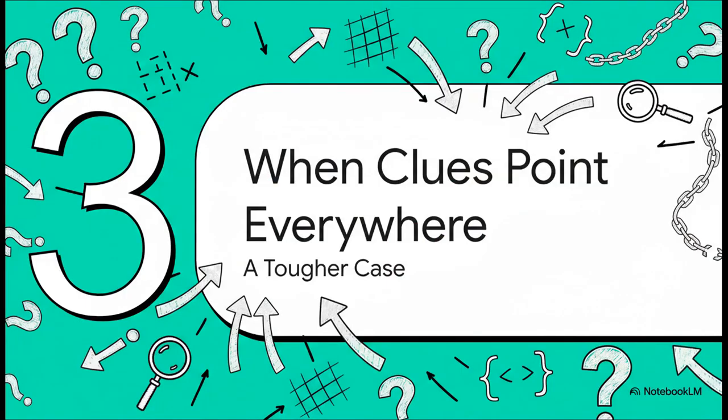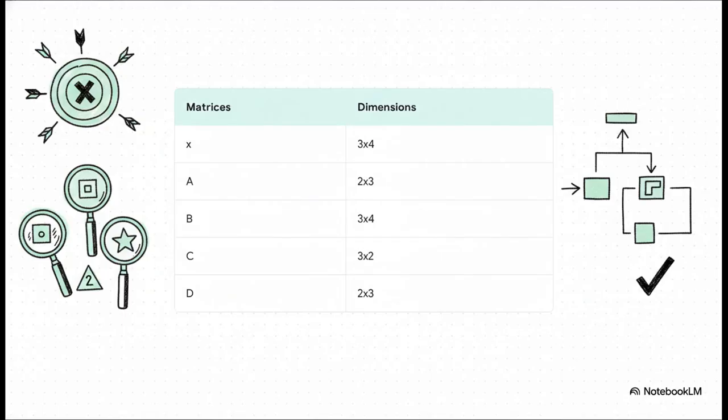Okay, that first case was a great warm-up, right? But what happens when the clues aren't so clear? What if our initial deductions point to multiple suspects for the middle of the sequence? Let's take on a tougher case. All right, here's our new file. Our target, X, is a 3 by 4 matrix. And this time, we've got 4 suspects, A, B, C, and D, all with their own dimensions.